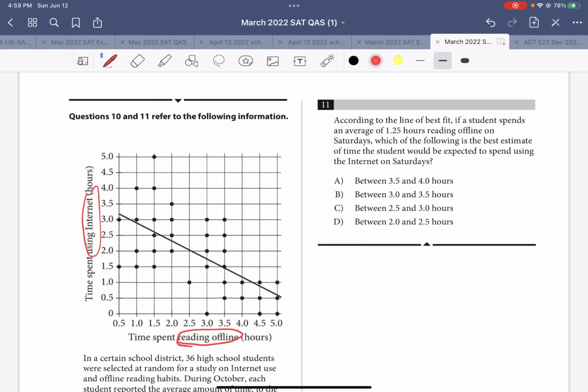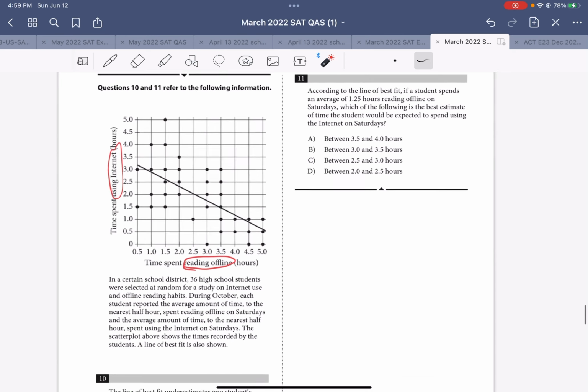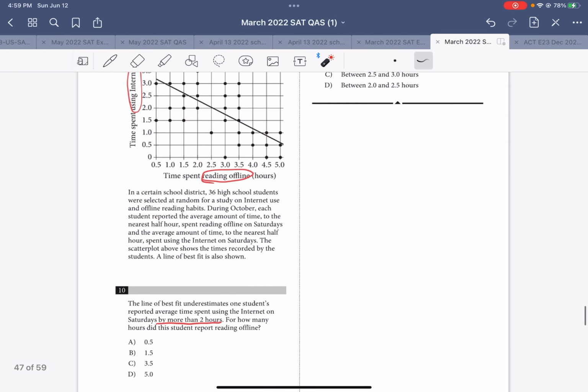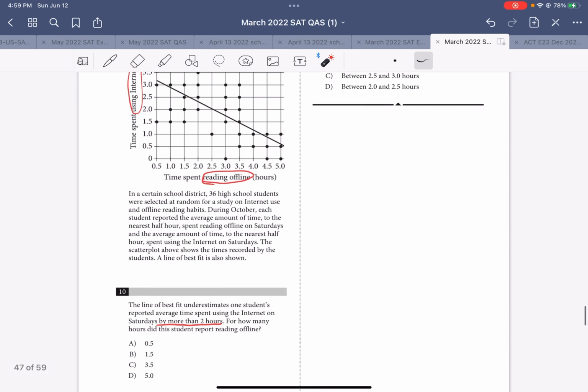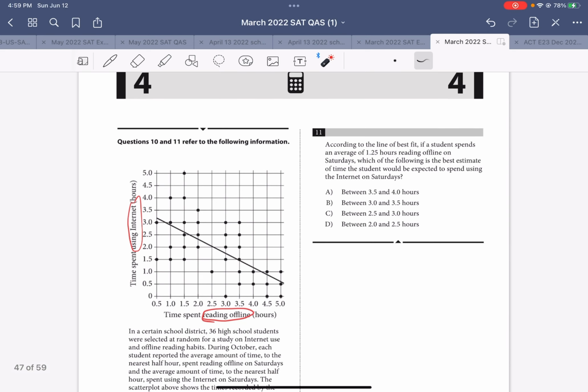you gotta watch out. This one here is not 2 hours. This is actually 1 hour, so 2 grids is 1 hour. So which one is in the data here? The time spent using the internet. So they underestimate by more than 2 hours, so your best fit line is below by 2 hours. So that is this, right? So that's 1 hour, 2 hours, so around 2.5 hours underestimate.